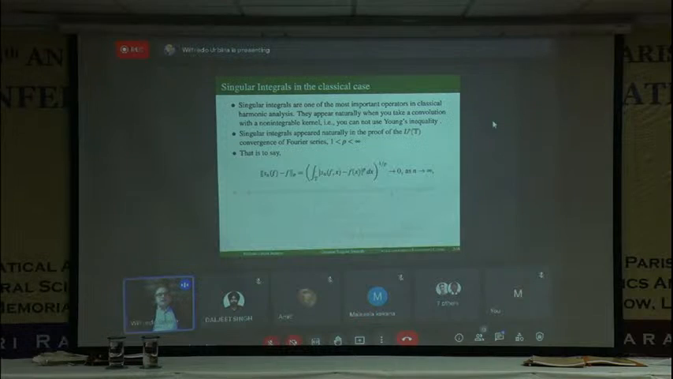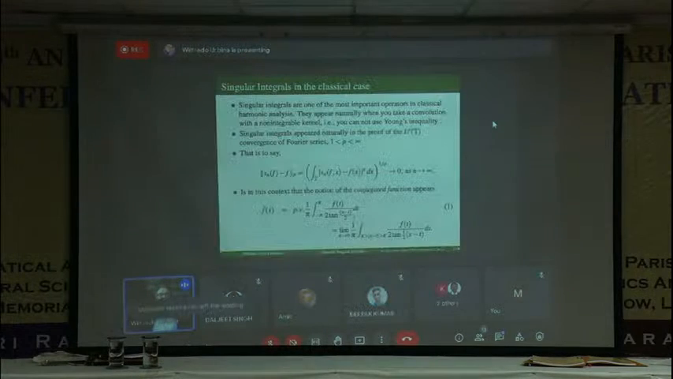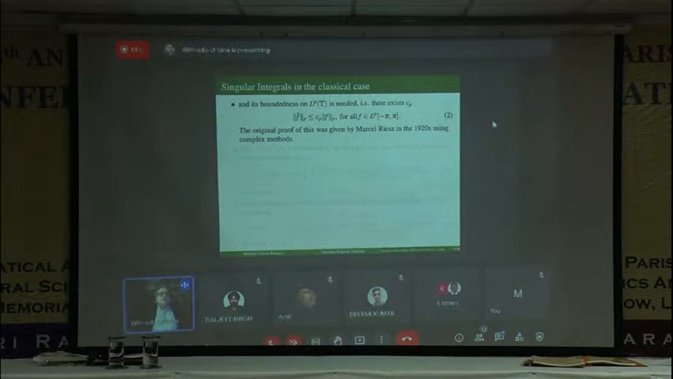And in order to prove that, there appears naturally this operator that is called the conjugate function. And as you can see, here you are taking a convolution with a kernel that is not integrable. And what we want to prove is that still it is an L^p bounded operator. The original proof of this was by Marcel Riesz in 1920 using complex methods. But our approach, following the Calderón-Zygmund school, is using real methods.